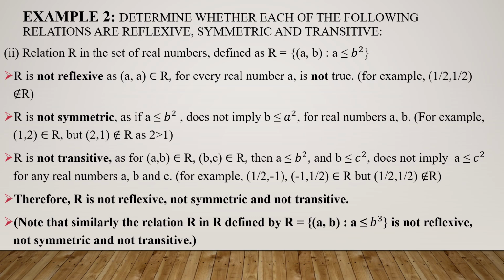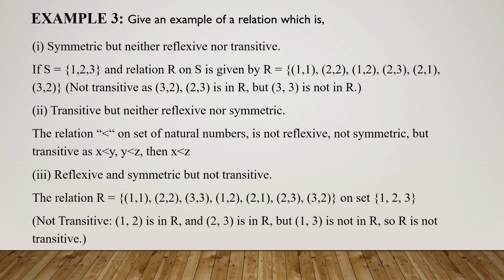But do (half, half) belong to R? No, just now we have seen it does not belong to R. So (A1, A2) and (A2, A3) belong to R, but (A1, A3) does not belong to R. It is not transitive. So this relation defined on the set of real numbers is not reflexive, not symmetric and not transitive. Similarly, note that the relation R, defined as the set of all ordered pairs (A, B) such that A is less than or equal to B cube, is also not reflexive, not symmetric and not transitive. You can prove it on similar terms.